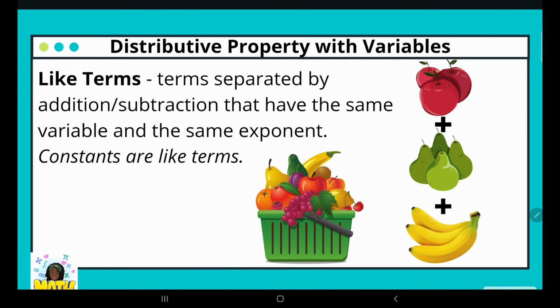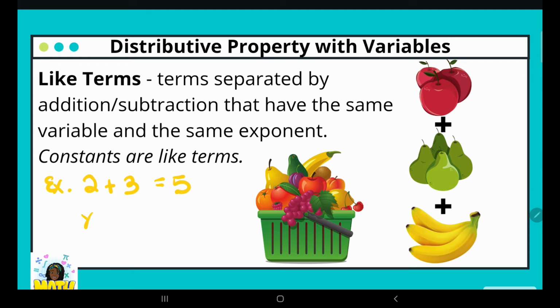Like terms. Like terms are terms that are separated by addition or subtraction that have the same variable and the same exponent. An example of that would be if I have 2 plus 3. 2 is a term, 3 is a term. Constants are like terms, so both of these are like terms. And that means I can combine them and make them simpler. So 2 plus 3 would be equal to 5.